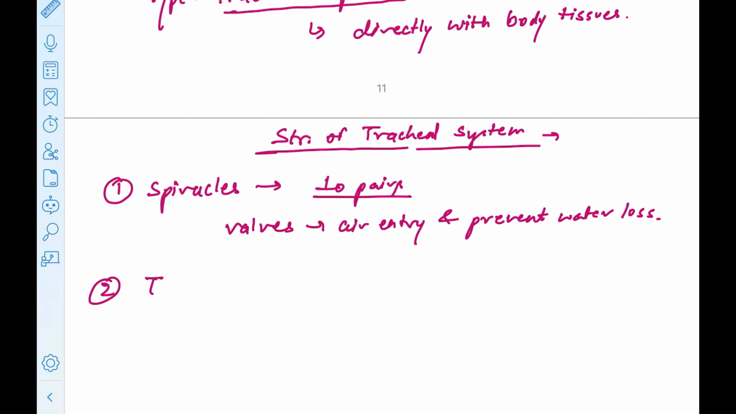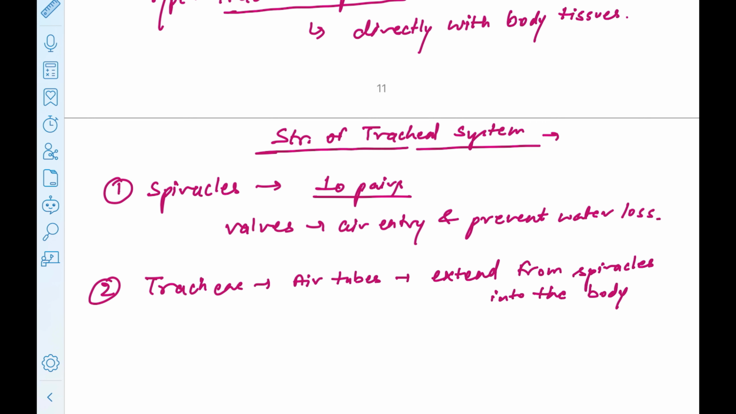Second, they have tracheae. These are the fine branching air tubes that extend from spiracles into the body. They are lined with chitin. Chitin is a tough substance to keep them open.